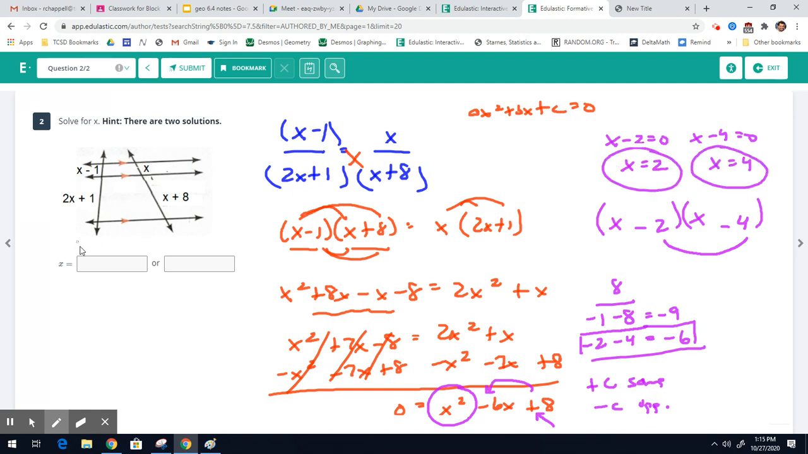Now, again, you just check to make sure it doesn't make anything negative. Pause. If I plug in 2, that's positive, that's positive, that's positive, that's positive. If I plug in 4, that's positive, positive, positive. So you have two answers of 2 and 4. Most of the time when you get a negative answer, that's when you throw away one of the solutions.